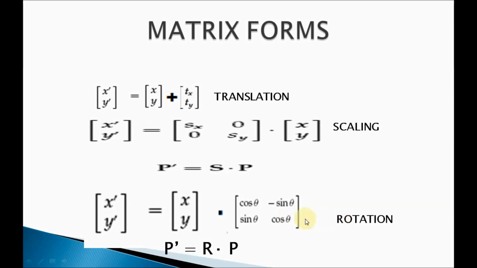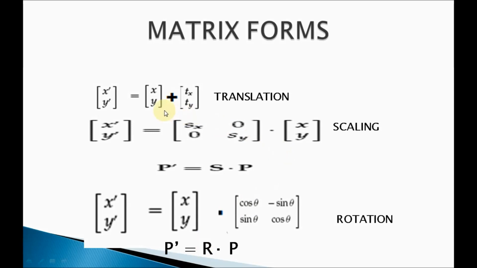This is the rotation. Remember, this is the rotation in anti-clockwise direction. By default, if you don't specify the direction of rotation, it will take anti-clockwise direction, right? That's why this is the matrix form for anti-clockwise direction. Here p dash is the new point after rotation, p is the old point before rotation, and r is the particular rotation value, right? So these are the three different matrix forms.